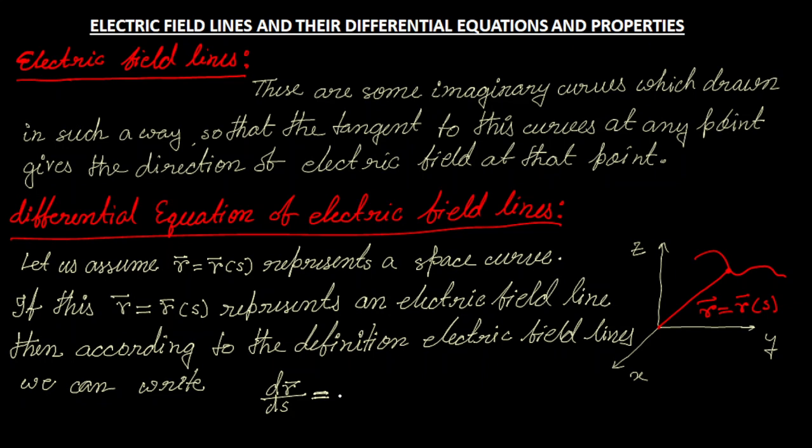And when two vectors are parallel, say a vector and b vector, then we can write a vector equals some constant times b vector. The same way, if this tangent vector is parallel to the electric field at any point, then this tangent vector must equal some constant times the electric field at that point.